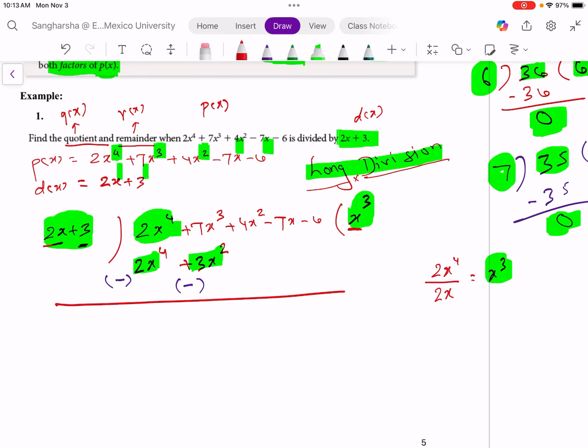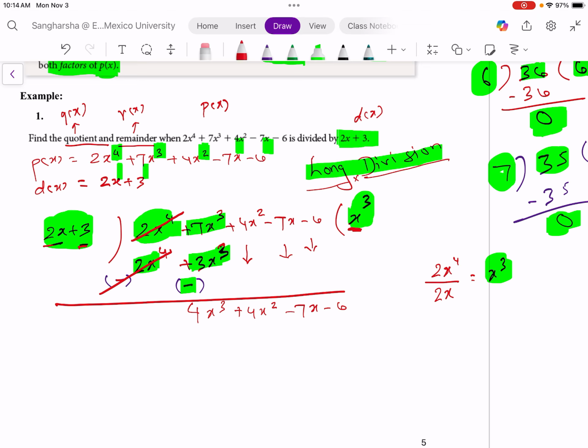And we use these new signs. Now 2x to the power 4 and negative 2x to the power 4 is 0. 7x cubed minus, this is 3x cubed, right? I'm sorry, because x cubed times 3 is 3x cubed. 7x cubed minus 3x cubed is 4x cubed, and we drop the remaining terms. So we have 4x squared as it is, negative 7x as it is, negative 6 as it is. Any question up to here?